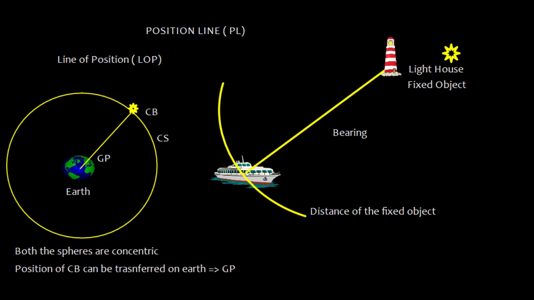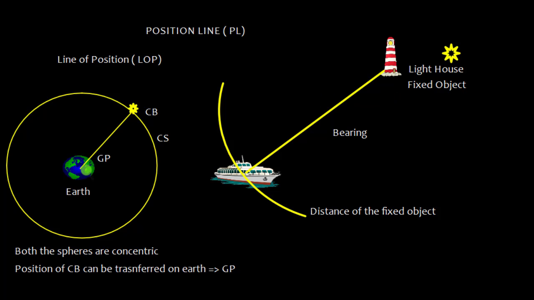So before I start with the intercept method, let me explain about the position line. Well, suppose this is a lighthouse and the lighthouse is a fixed object. So we can fix the position by taking the bearing, or we can also fix the position by taking the distance of the fixed object. That is how we can do it.